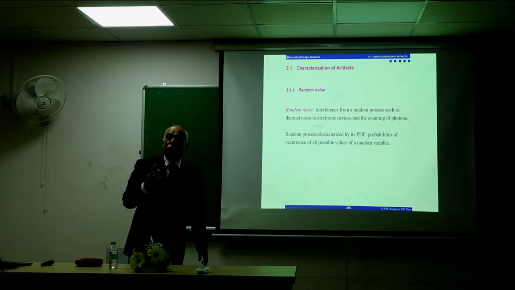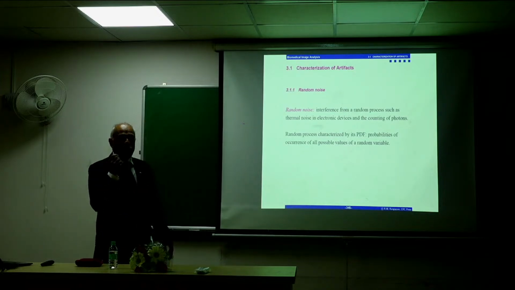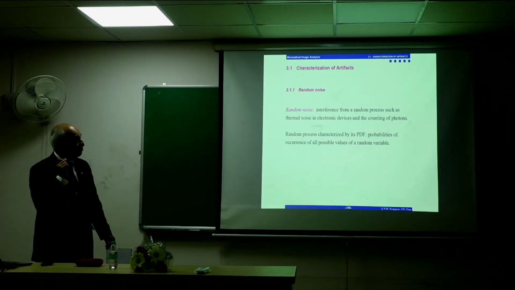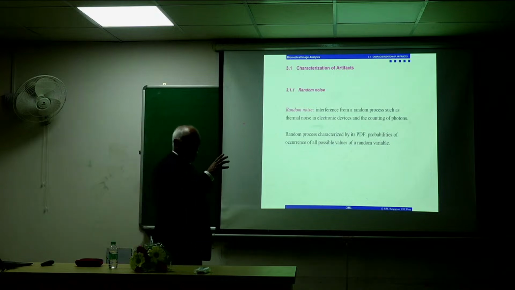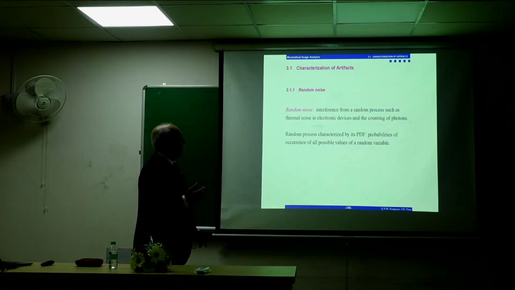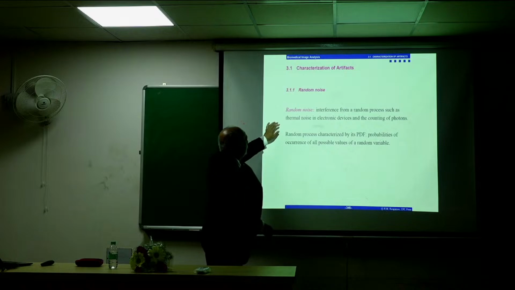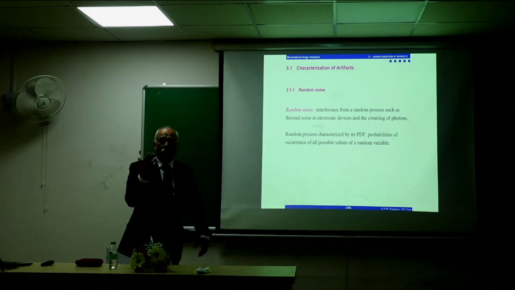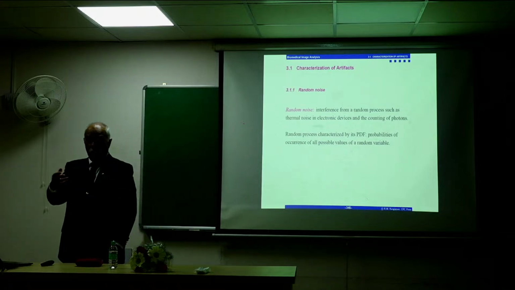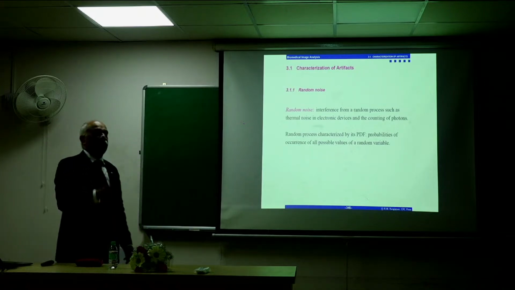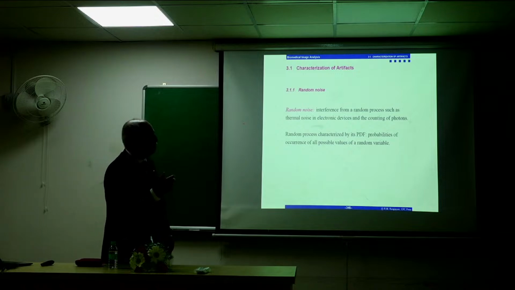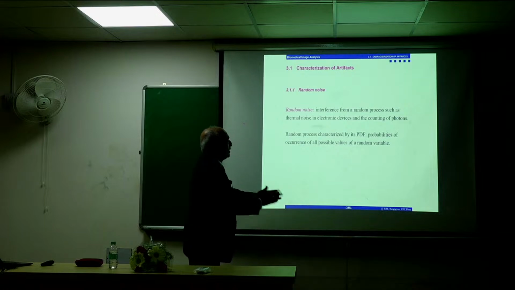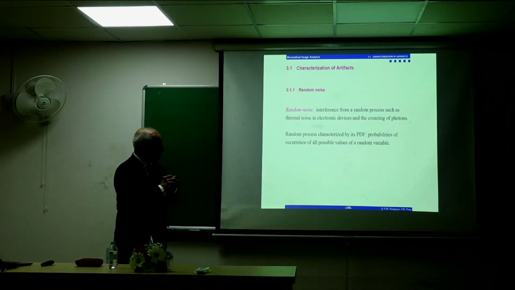But there are different types of artifacts. So when you design filters, you need to know what kind of artifact you have and how to remove that. Random noise is present always. Interference from a random process such as thermal noise in electronic devices, CCDs, and counting of photons, X-ray photons or gamma ray photons. The emission process is random, the counting process is random. So everything is random. And you characterize random processes by their PDFs.